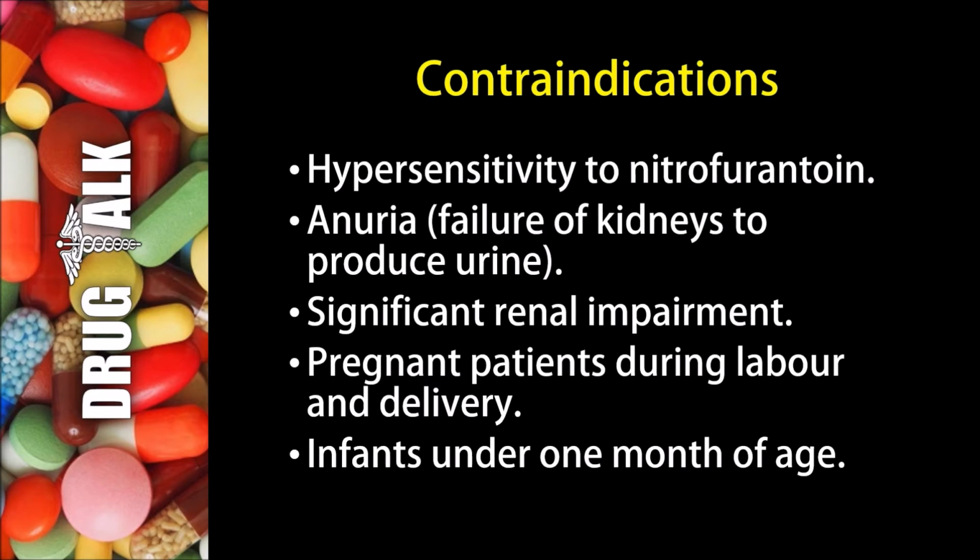In terms of contraindications, or reasons we would not be able to prescribe MacroBid, we wouldn't be able to give it to a patient who had a hypersensitivity to nitrofurantoin. If a patient had anuria, which is the failure of kidneys to produce urine, they would also not be able to use this medication. It's not given to patients with significant renal impairment or in pregnant patients during labor and delivery. It's also not given to infants under 1 month of age.